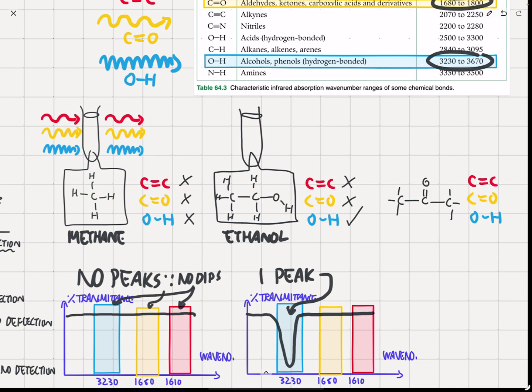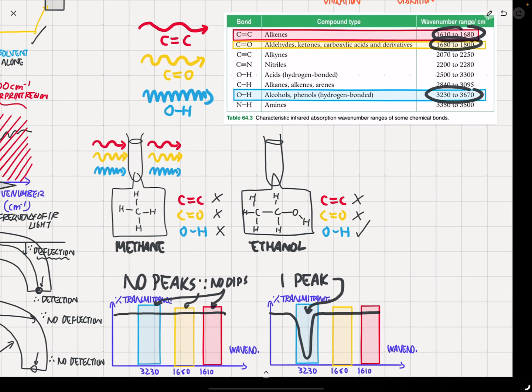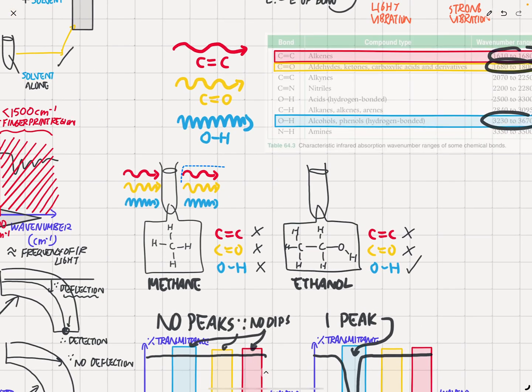So we will not have a C=C double bond this time, but we do have a C=O double bond, and we have no O-H bond this time. So for this example, we will have a dip in this position instead. But I'm not going to draw it out, so you get the idea. So knowing this is very important.